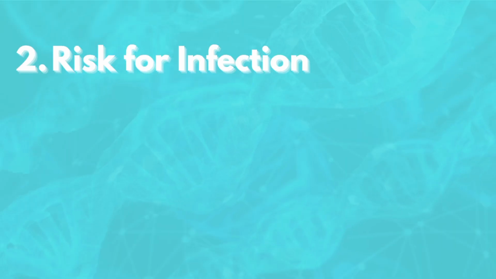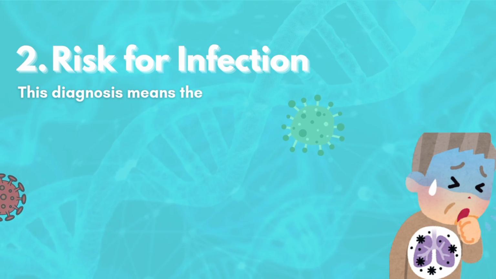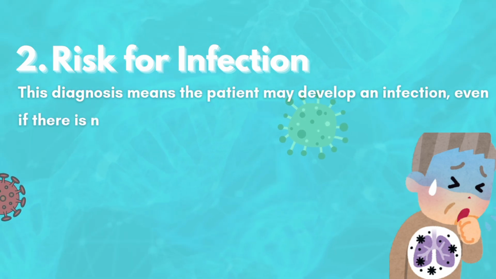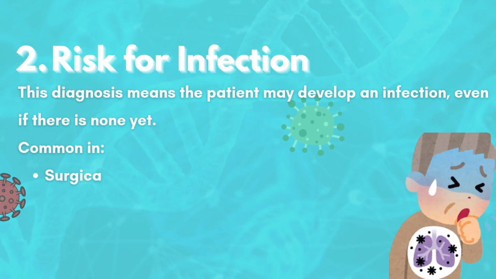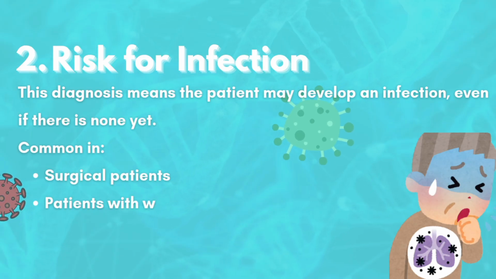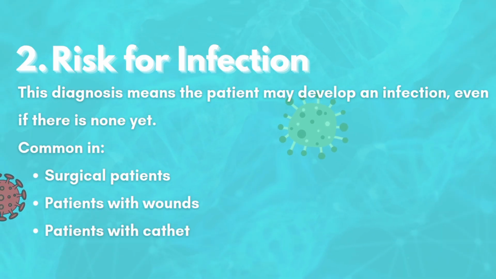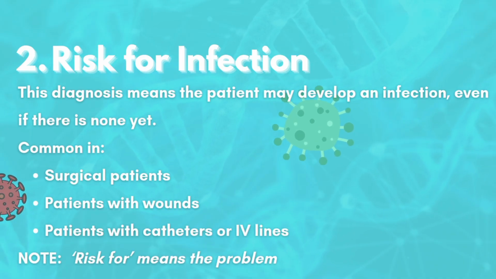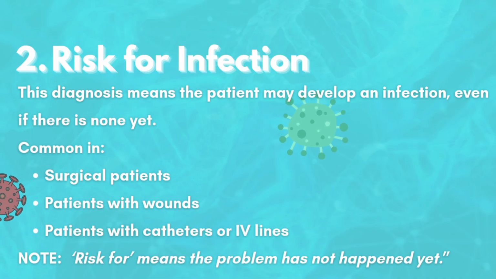Number two, we have risk for infection. This diagnosis means the patient may develop an infection even if there is none yet. It's common in surgical patients, patients with wounds, and patients with catheters or IV lines. And always remember, risk for means the problem has not happened yet.